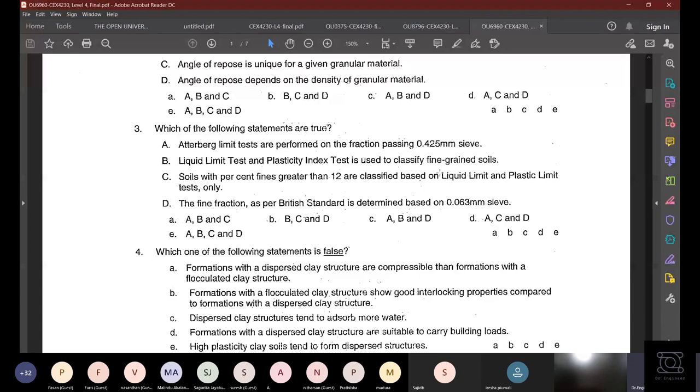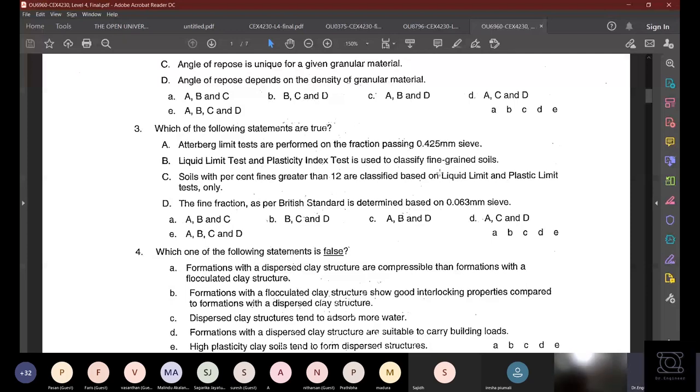So in that case, we need Atterberg limit tests to classify them properly, right? The fine fraction as per British standard is determined based on 0.063 millimeter sieve. That is also true, right? So I think option E is the correct answer for that one, right?